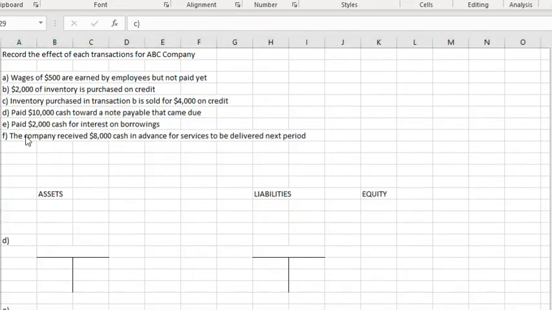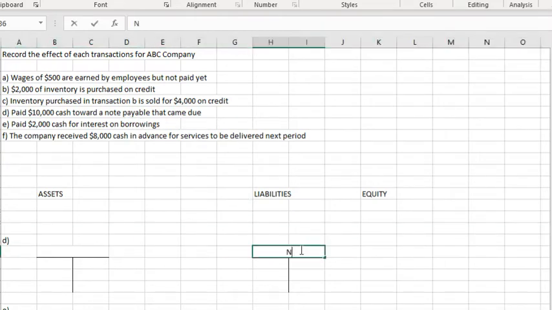Hi everyone. In this video we are going to continue posting new transactions, and in the previous video we covered transactions A, B and C, and we are going to continue with transaction D. And in transaction D, the company is paying $10,000 toward a note payable that came due.